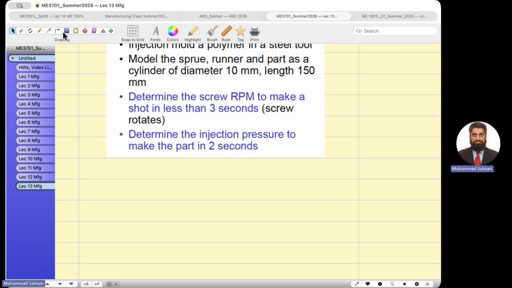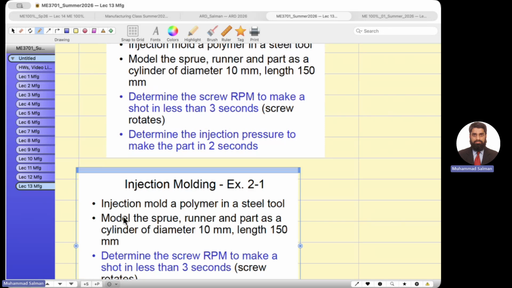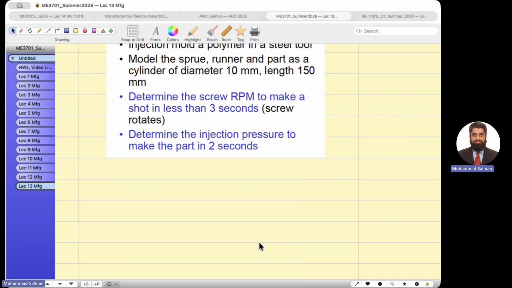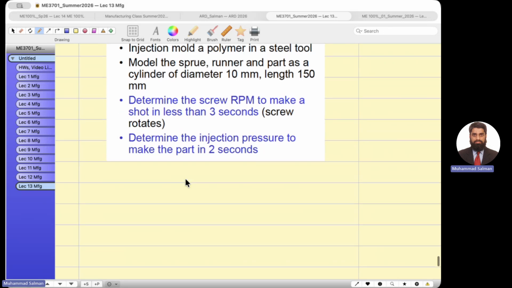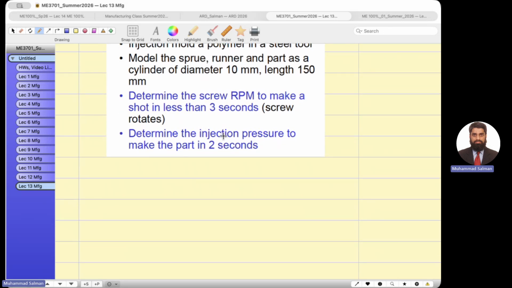So also you will practice these slides, the problems given in the slides, because the homeworks will be similar to these slide problems. So it's better. I'm going to give you extra homework problems here. Let me show you one thing. Determine the screw speed, RPM, to make the shot in less than the given time. Time is here.